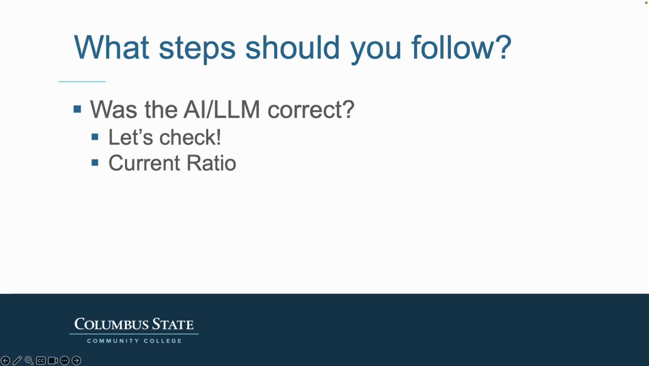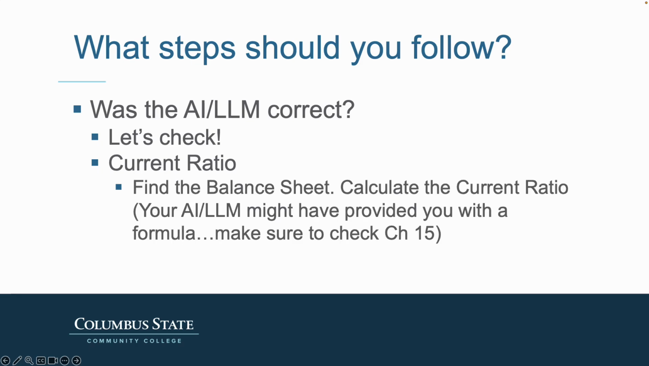For the current ratio problem, you're going to do the same thing. Find the balance sheet. Once you get the balance sheet, calculate the current ratio, and then check the math. This is a spot where I see math mistakes from AI LLMs all the time. They're pretty good at evaluating words and summarizing and restatements of words, but they're not as good with numbers. So do make sure that you recalculate the amount.